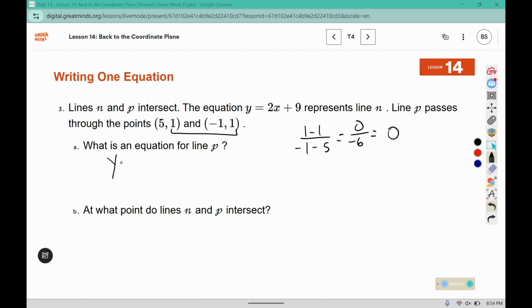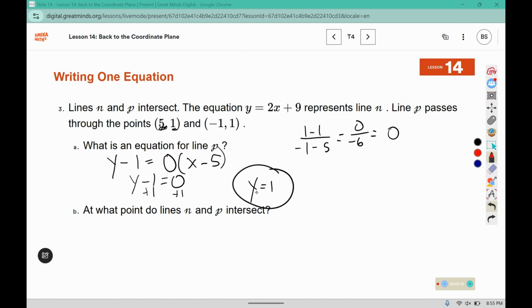So for point-slope form, y minus y1 equals m, the slope, times x minus x1. Well, 0 times anything is 0. I can add 1 to both sides, and this equation is y equals 1 for part A. So if we substitute that in for the y value in the other equation, we end up with 1 equals 2x plus 9. Then divide by 2 on both sides, and x is equal to negative 4. So the x value is negative 4, and our y value is 1.